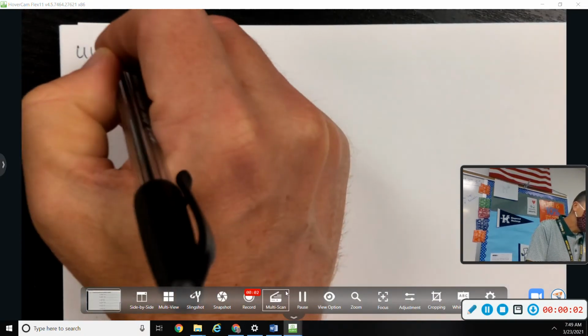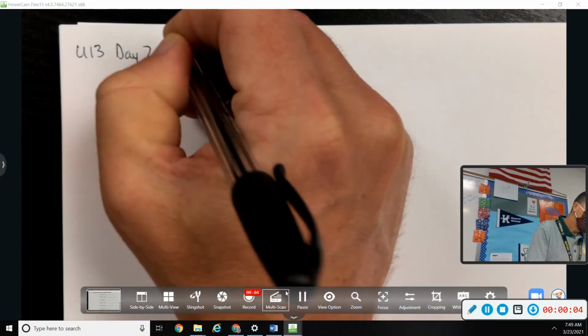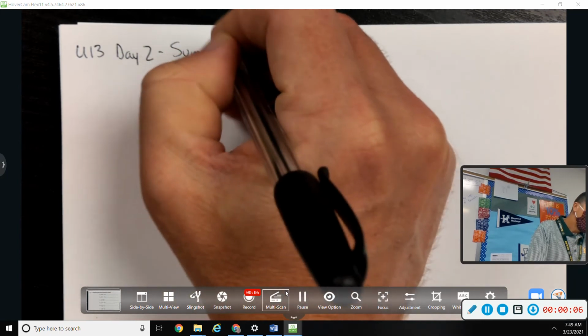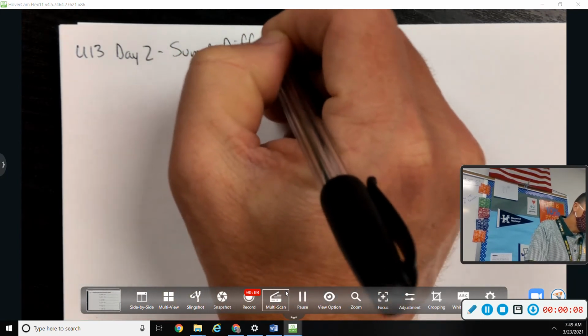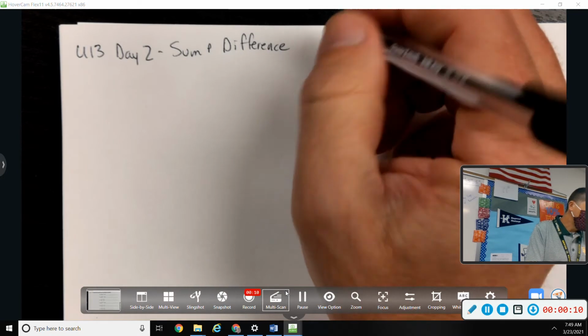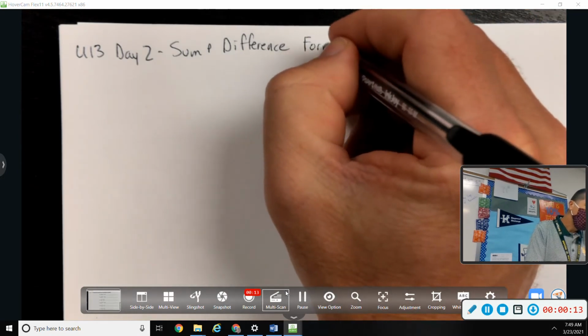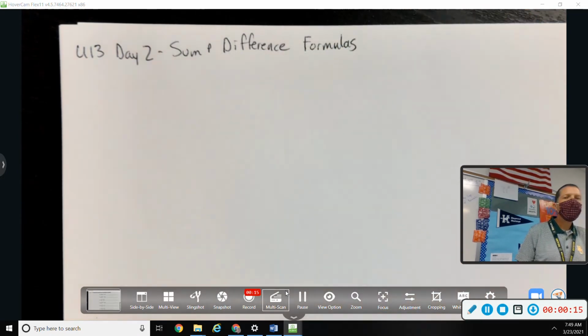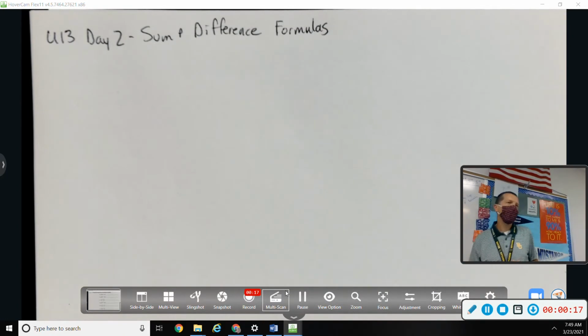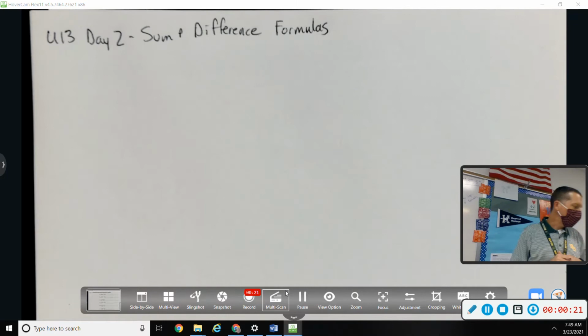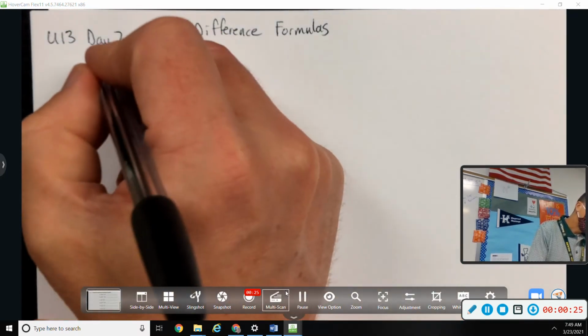Unit 13, Day 2. It's still the sum and difference formulas. So I'm not going to write all 6 of them down again. You have them written down. You can refer to them again today when you need to. But today we're going to do picture problems.